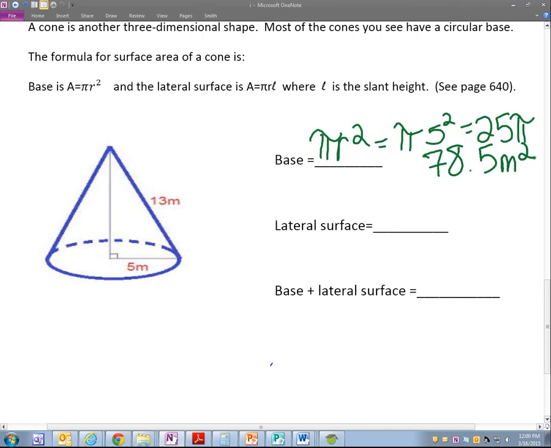And the lateral surface, yeah, it's just formulas. It's pi r l, which is going to be pi, radius is 5, and then the slant height is 13. 5 times 13 is going to be 65. 65 times pi.